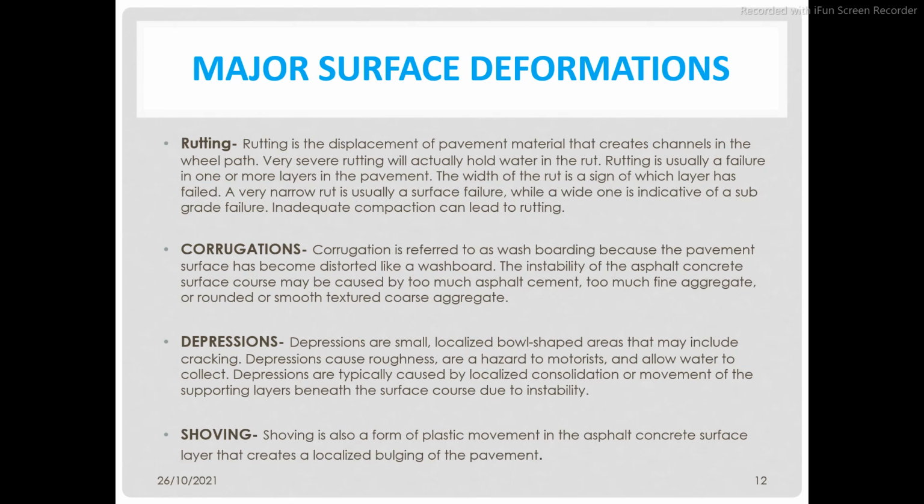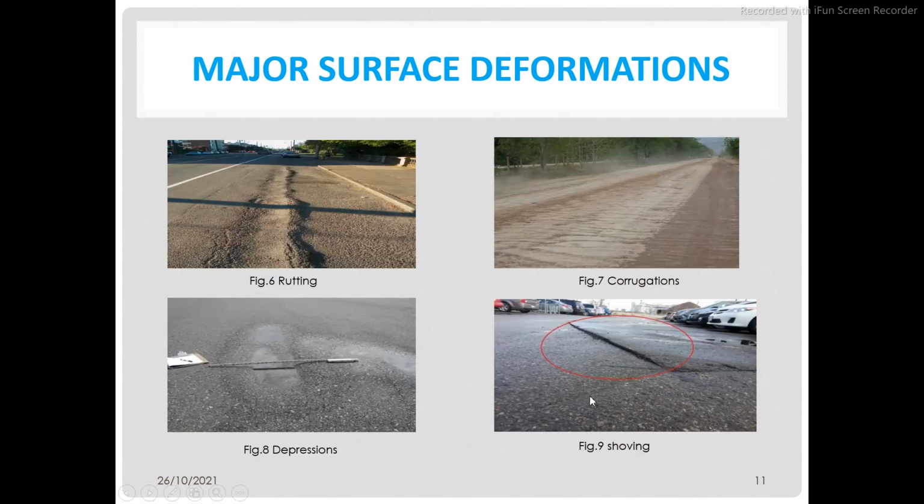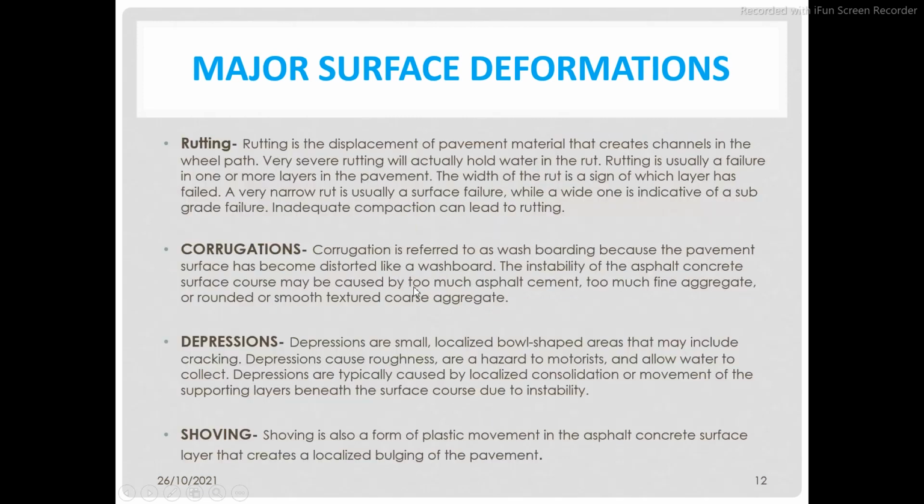Fourth one we have is shoving. Shoving is also a form of plastic movement in the asphalt concrete surface that creates localized bulging of the pavement. Locations and causes of shoving are similar to those of corrugations. Figure shows an example of shoving. As you can see here, it is shoving. Minor repairs of shoving are done by removing and replacing the shoves. For larger areas, milling the surface may be required followed by an overlay.